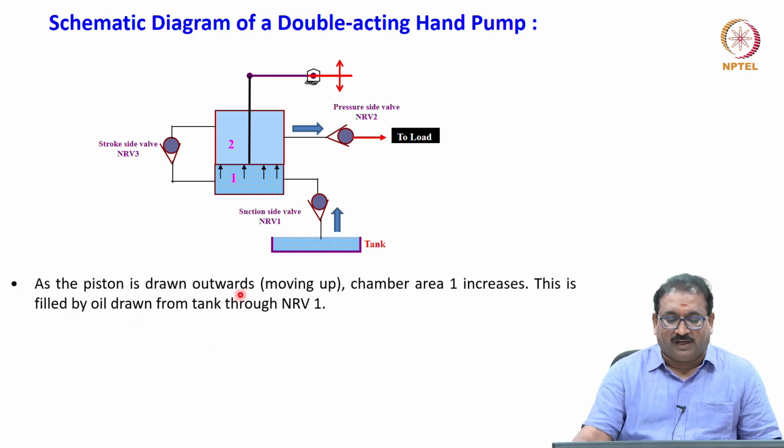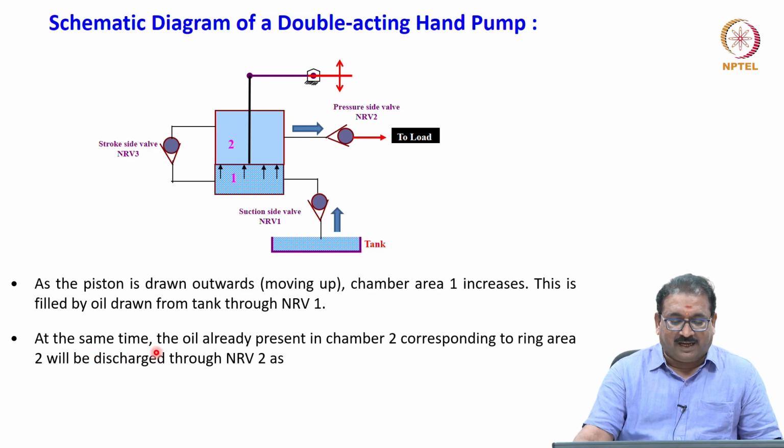Meaning, as the piston is drawn outward, moving up, what happens? Chamber area 1 increases. This is filled by oil drawn from the tank through NRV 1. At the same time, the oil present in chamber 2, corresponding to the ring area, meaning here it is pi by 4 dp square minus dr square rod area, is discharged through NRV2, what you can call the pressure side valve.